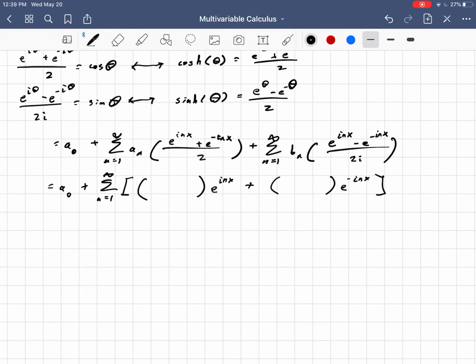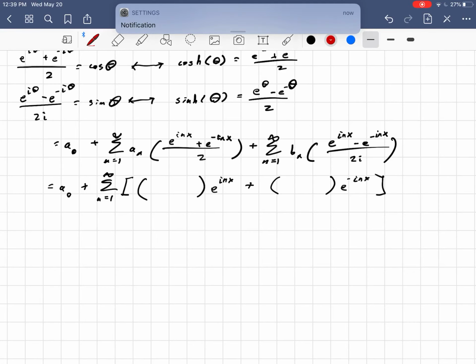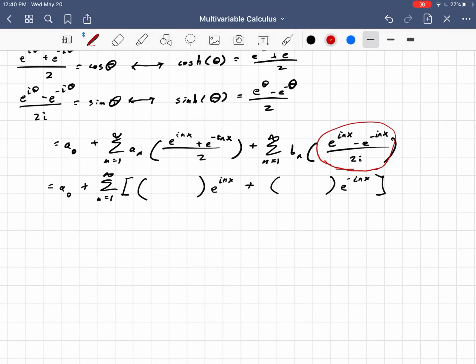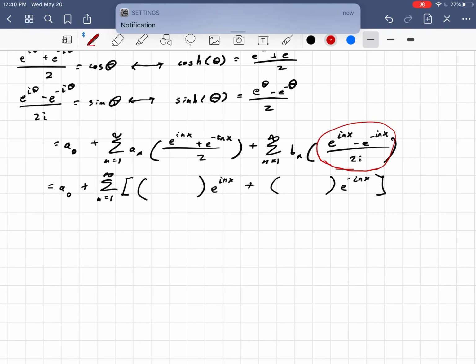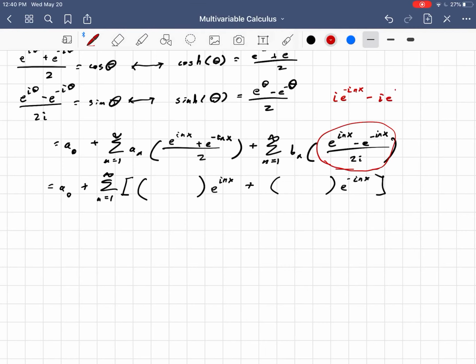Oh, one other thing I would like to do before I go on further is I'm going to take this here. You know, I don't like to be on the bottom. I like to be on the top. So what I'm going to do is I'm going to make this, after multiplying by i over i, that'll become i e to the negative i n x minus i e to the i n x over 2. So now I'm going to use that instead.